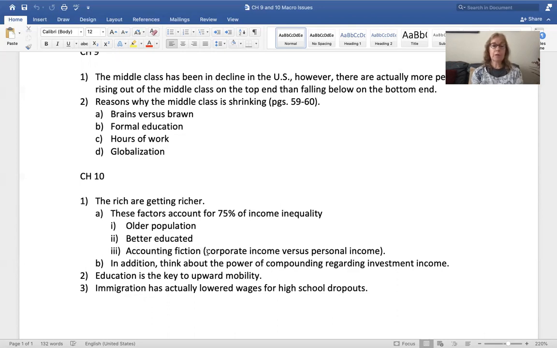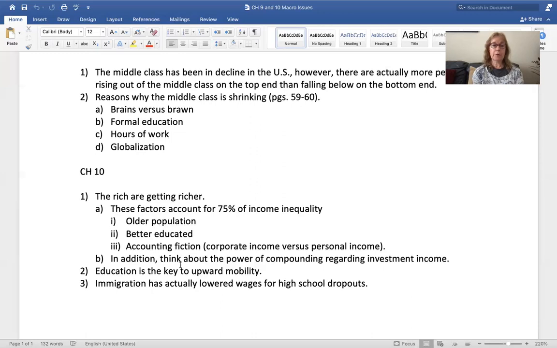Accounting fiction. What they mean here is that back 40 years ago or so, income taxes were much higher. And so people who were in business would use these tax shelters. And if you had corporate income, you could use these tax shelters more. So people who had businesses wouldn't pay themselves a salary. They would have all their income as corporate income in their business. When the taxes went down and these shelters went away, they didn't have the advantage of that. So they brought it over to their personal income. So it makes it look like incomes have gone up when they really haven't. It's just accounting fiction.